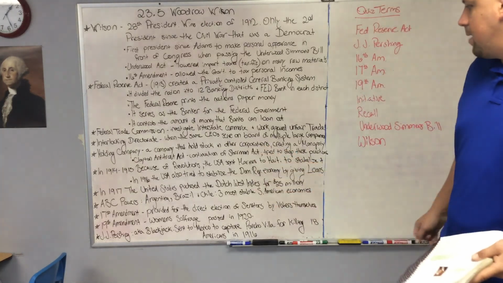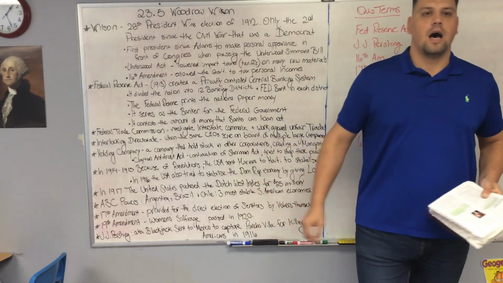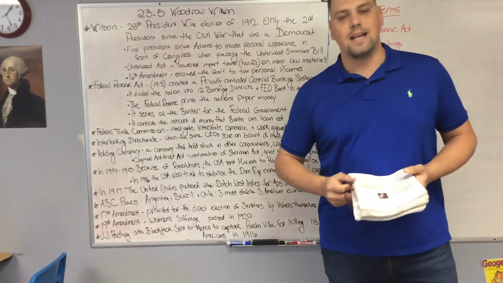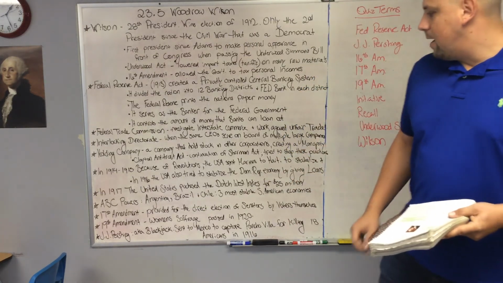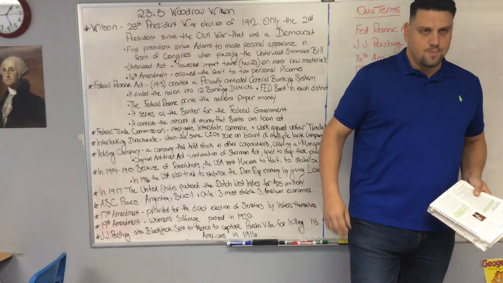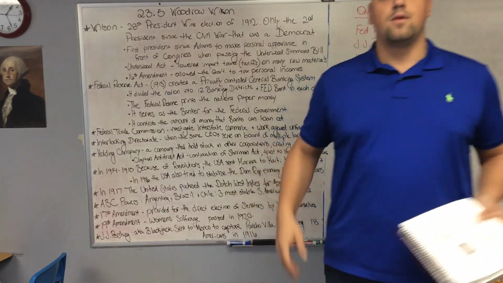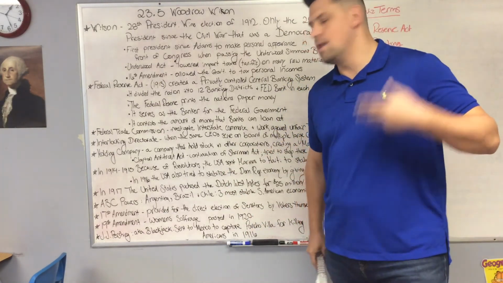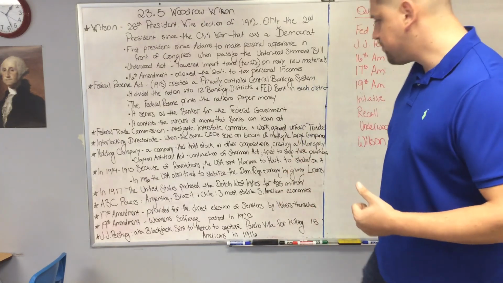The 17th Amendment, which I just mentioned, allows for direct election of senators. The 19th Amendment, which of course gives women suffrage. Now notice we skipped over the 18th Amendment. We've talked about it before. Of course, it's prohibition. And the 21st Amendment, which repeals prohibition.